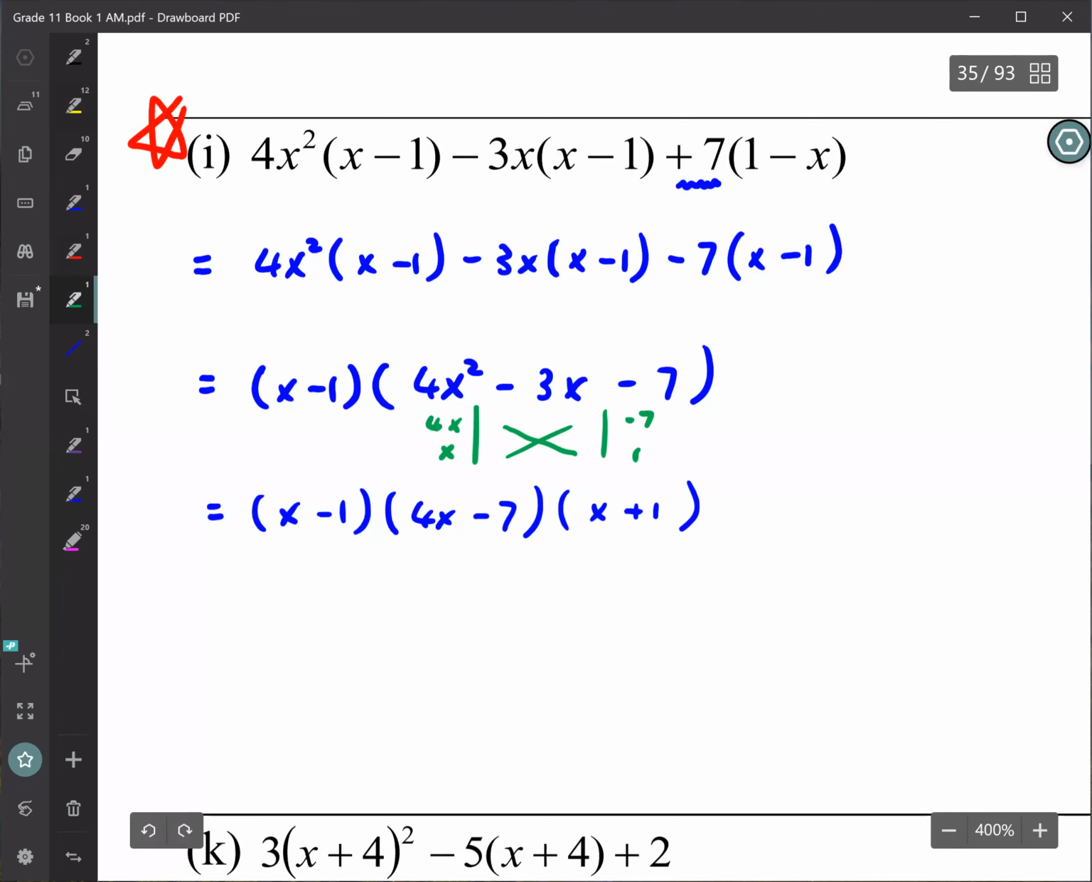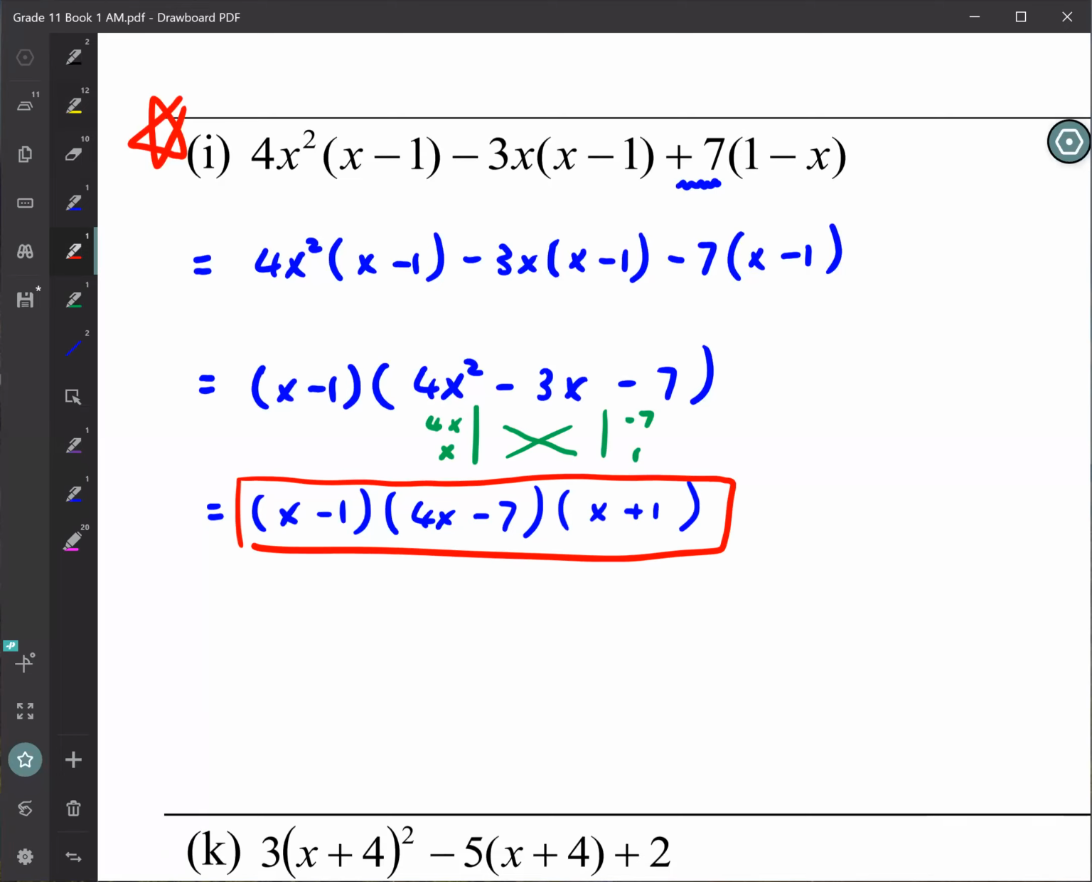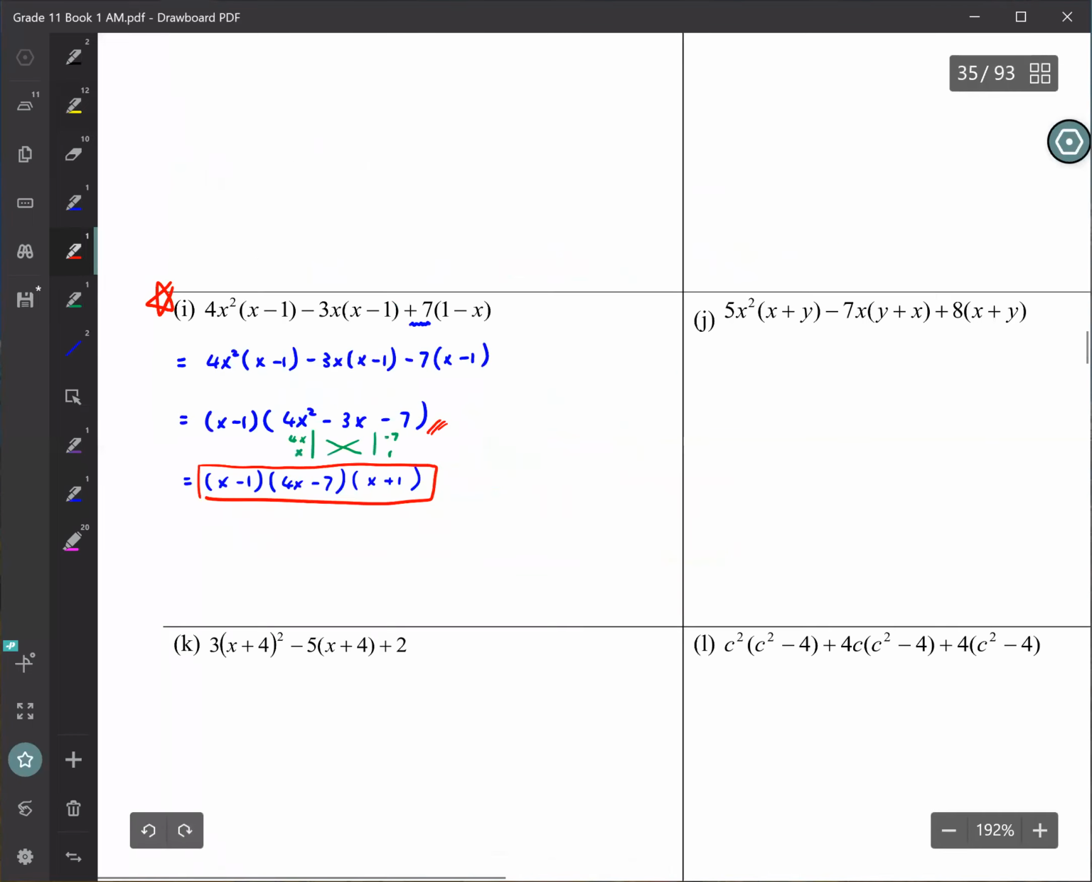Okay, so this one you get the final answer should be here. So don't forget to check, right? When you check, not only you check for GCF, right? You look at, oh, we have 3 terms, so maybe we could cross multiply. If it doesn't work at all, then your answer will be the second line. Okay, otherwise you have to move on. Okay.